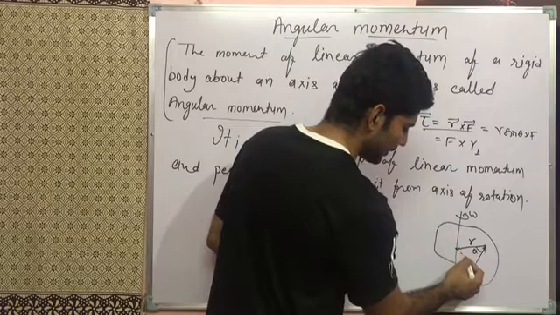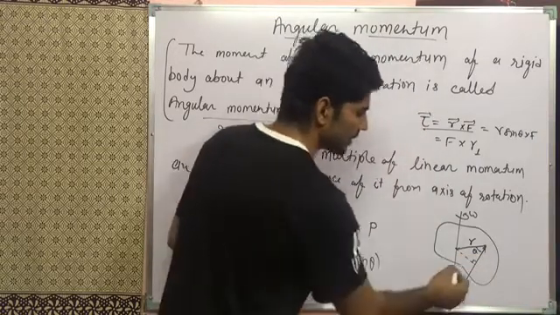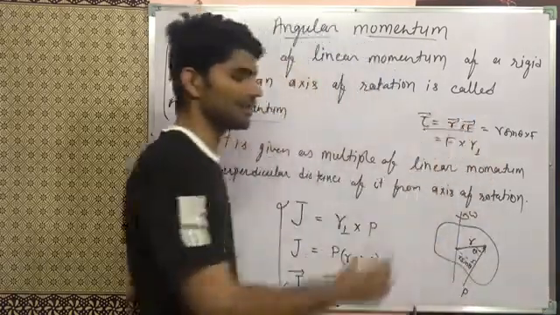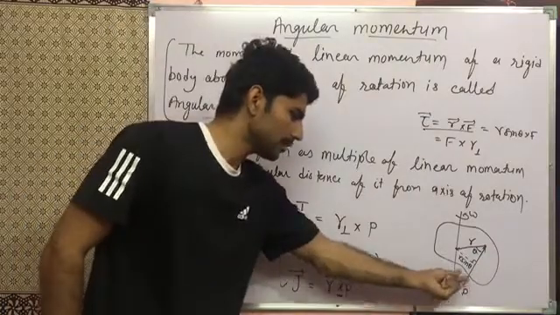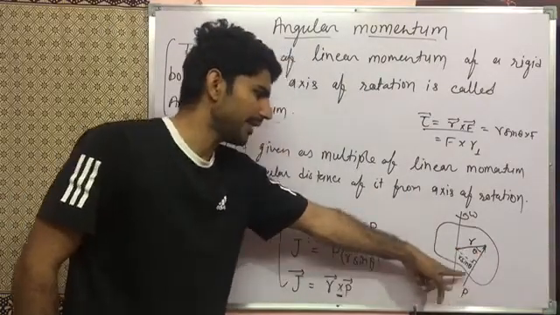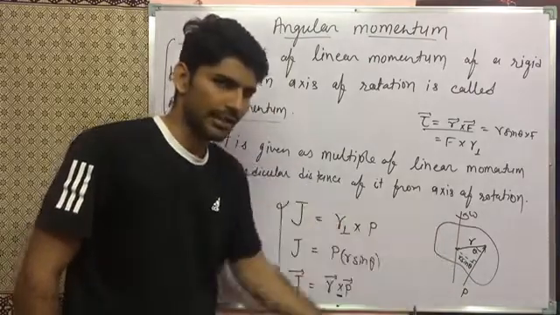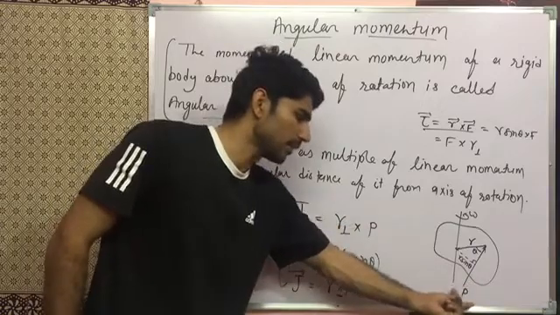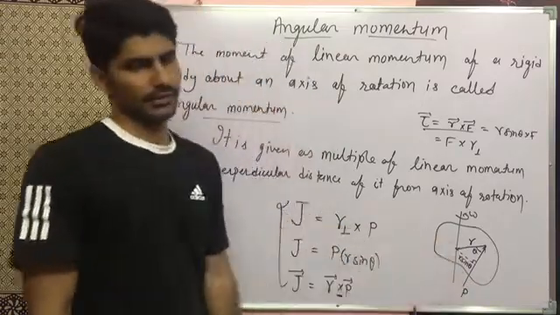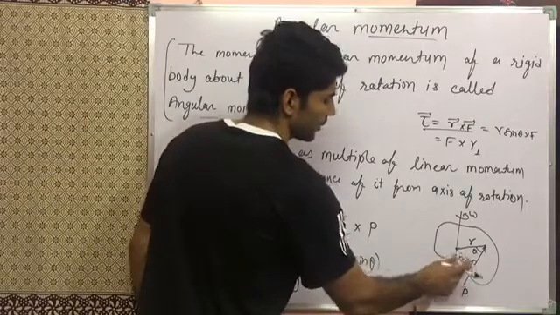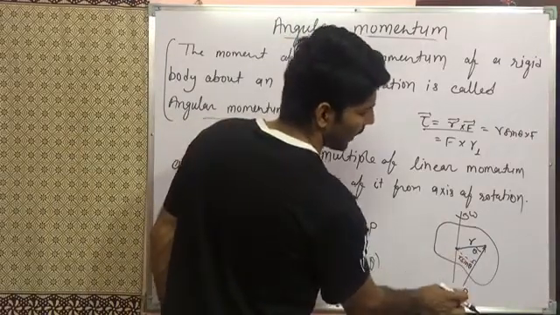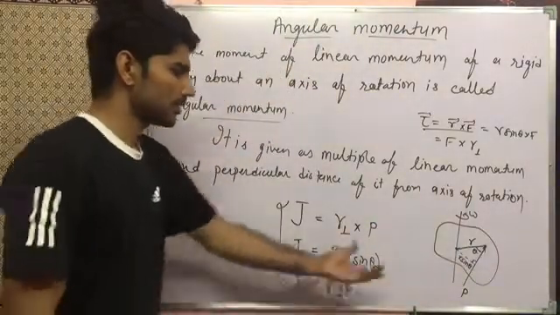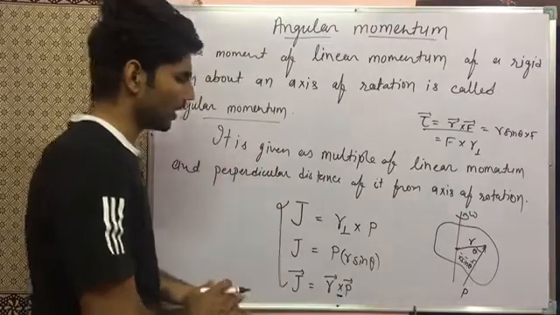Then we take this perpendicular distance, which is r sin theta. So we don't take the distance between the p vector and r and the axis. We take the perpendicular distance between the line of action of linear momentum and the center. Here we draw the perpendicular on the line of linear momentum from the center, and we take that distance, which is r sin theta. So these are the formulas.